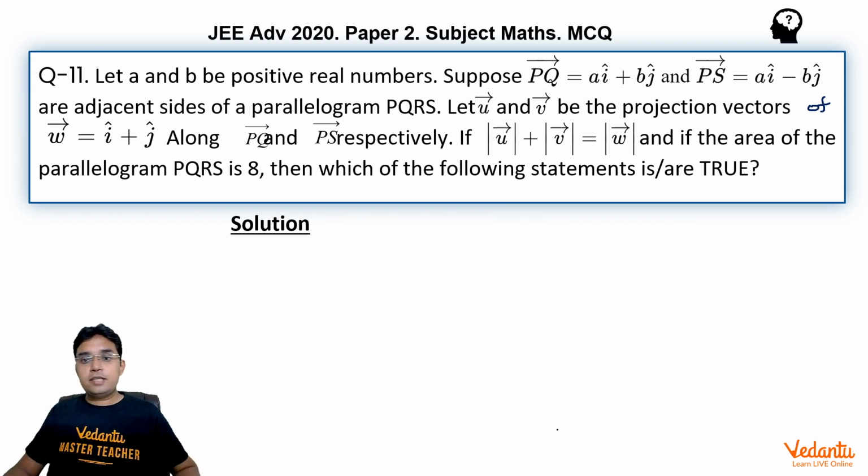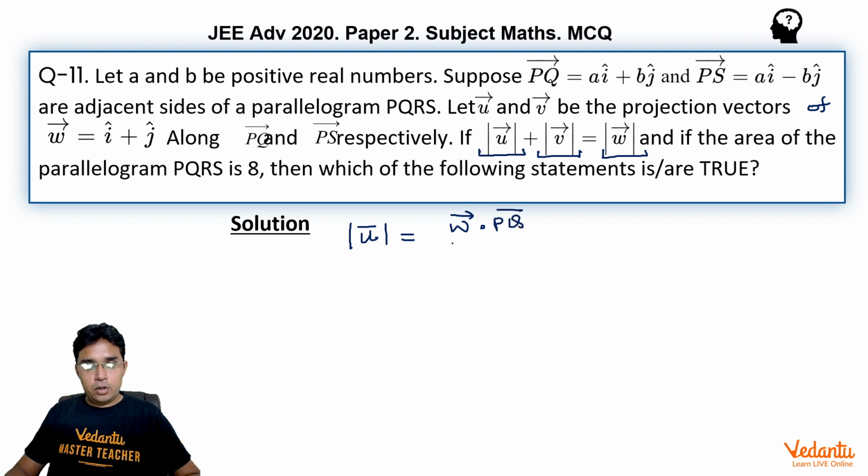Now coming to next information, we are given U and V are projection vectors of W along PQ and PS, and we are given the length of U vector plus length of V vector is equal to length of W vector. So instead of finding U and V completely, let me focus to find their lengths. So mod of U can be written directly as W vector dot PQ upon mod PQ, and taking a mod outside also.